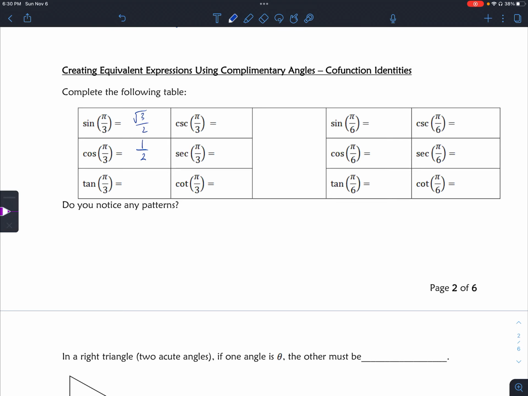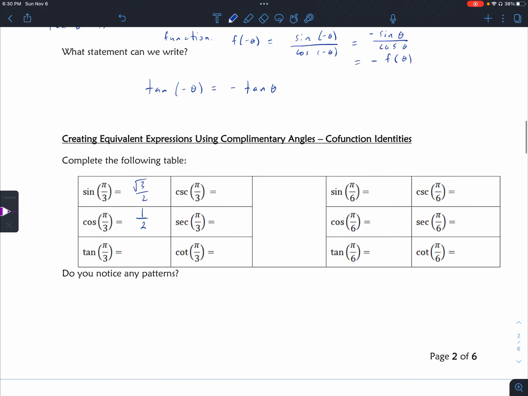Tangent of 60, or tangent of pi over 3. In case you don't remember, it is easy to not remember all of these. Draw the special triangle, so root 3, 2, and 1. Pi over 6, pi over 3. And so now tangent of pi over 3, so opposite over adjacent, that's just going to be root 3. Root 3 over 1, right?